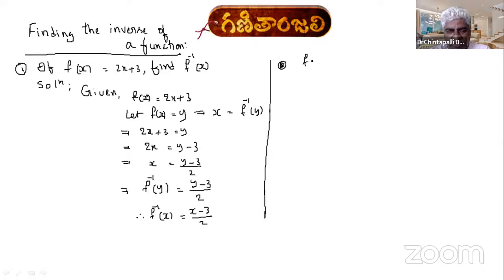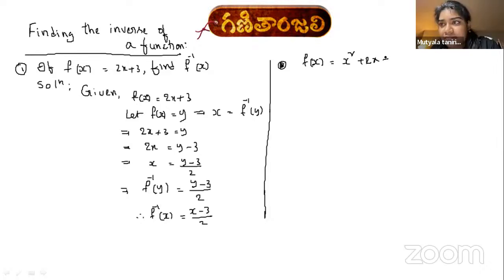f of x is equal to x square plus 2x plus 3. Find f inverse. Let f of x is equal to y.